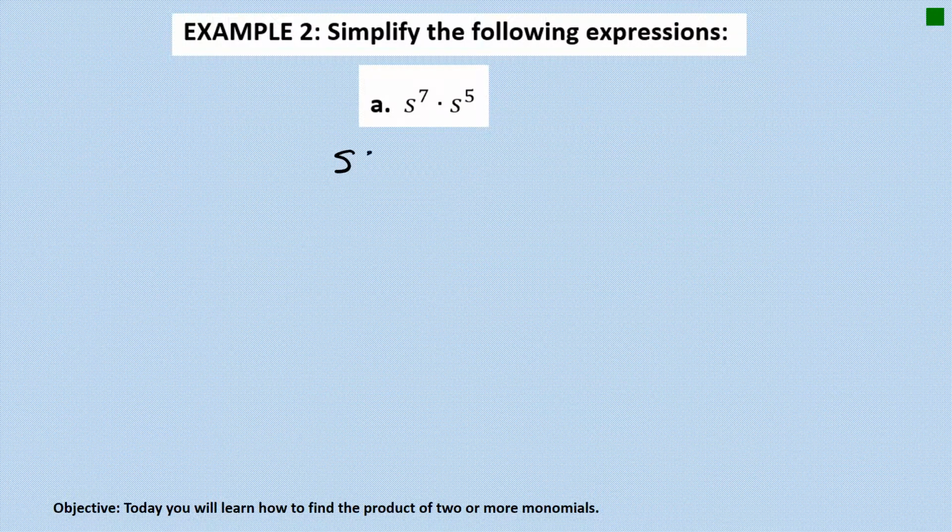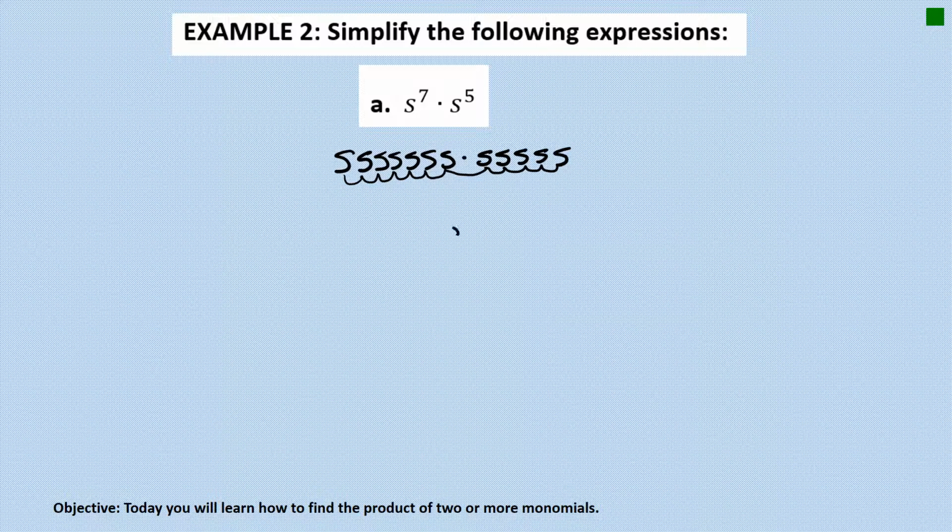What we really have is 1, 2, 3, 4, 5, 6, 7 s's. 1, 2, 3, 4, 5 more s's. So how many do we have all together? 1, 2, 3, 4, 5, 6, 7, 8, 9, 10, 11, 12. So this is s to the 12th.